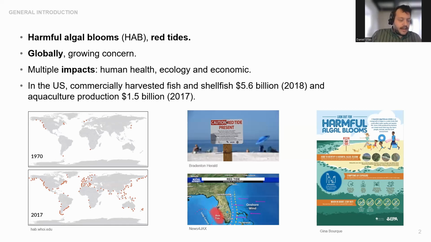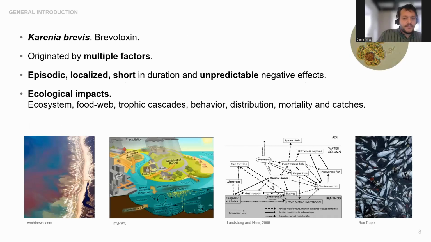In the US, the estimated impact on commercial harvest of fish and shellfish was 5.6 billion in 2018, and in 2017 the impact on aquaculture production was 1.5 billion. Something that we have to keep in mind as the size of the impact.